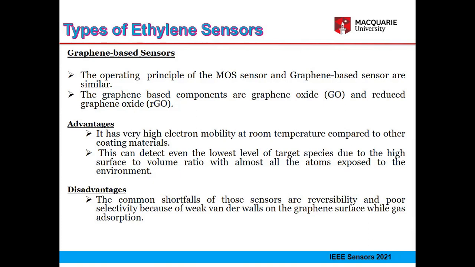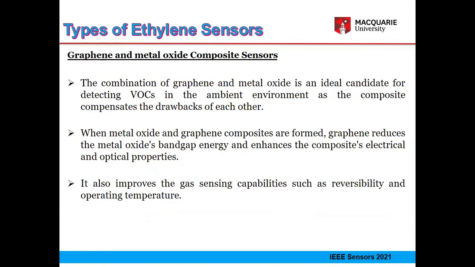However, the common shortfalls of those sensors are reversibility and poor selectivity because of weak van der Waals forces on the graphene surface during gas adsorption. There are graphene and metal oxide composite sensors. The combination of graphene and metal oxide is an ideal candidate for detecting VOCs in an ambient environment, as the composite compensates for the drawbacks of each other.